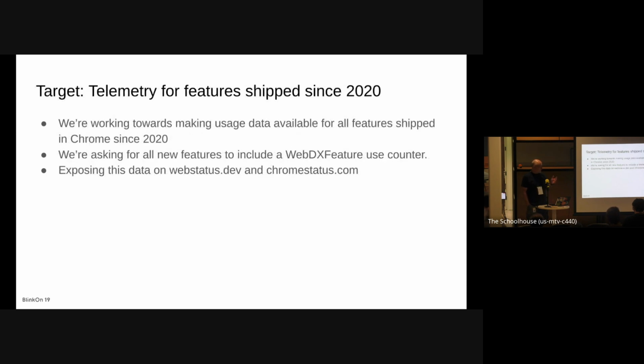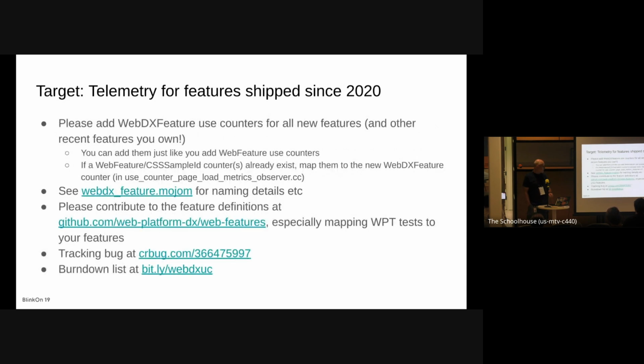We have a target for this year that we're working towards, which is to both map the features that we've shipped in Chromium since 2020. We want to add telemetry for those. We're also asking going forward that all features are going to have one of these new WebDX feature use counters so that we can maintain this over time and get this available publicly on the dashboards.